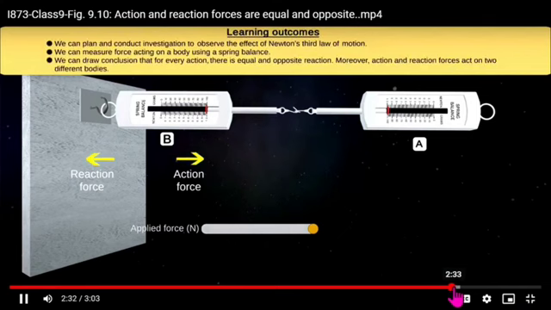Learning outcomes. We can plan and conduct an investigation to observe the effect of Newton's third law of motion. We can measure force acting on a body using a spring balance. We can draw the conclusion that for every action there is an equal and opposite reaction. Moreover, action and reaction forces act on two different bodies.